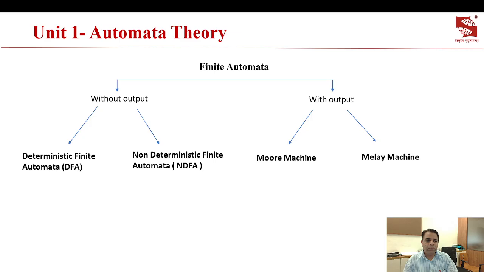Two automata are related to without output. These two machines or mathematical models will not give output, but they are used for accepting the language, the regular language. The finite automata that give output are basically used for generating the string or language. For this we have Moore machines and Mealy machines.